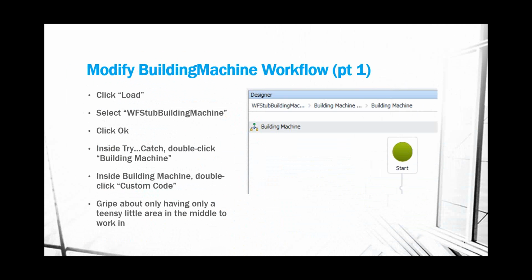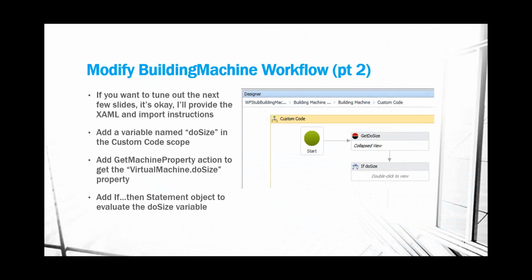So we create a variable called do size, and we load a get machine property action that will write the value in the virtual machine.do size property to that variable. Then we're going to add an if then statement that, as you can see, will evaluate the do size value.